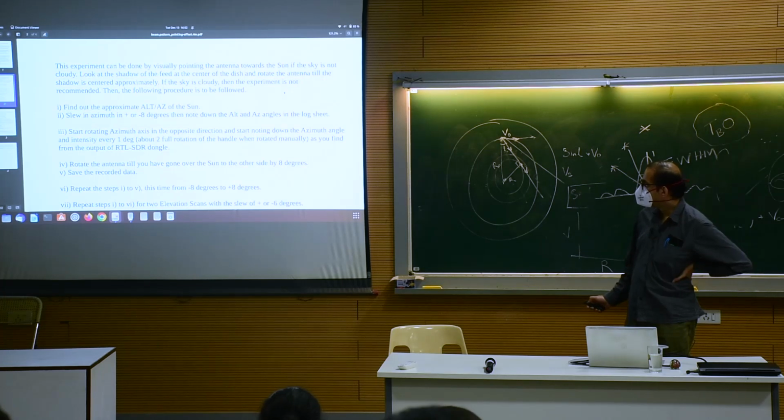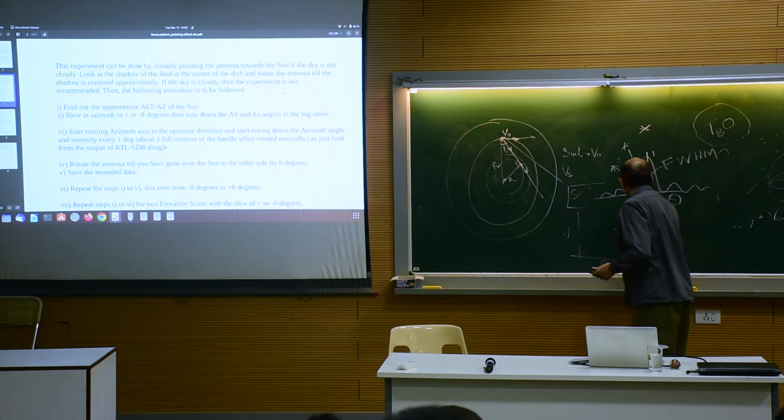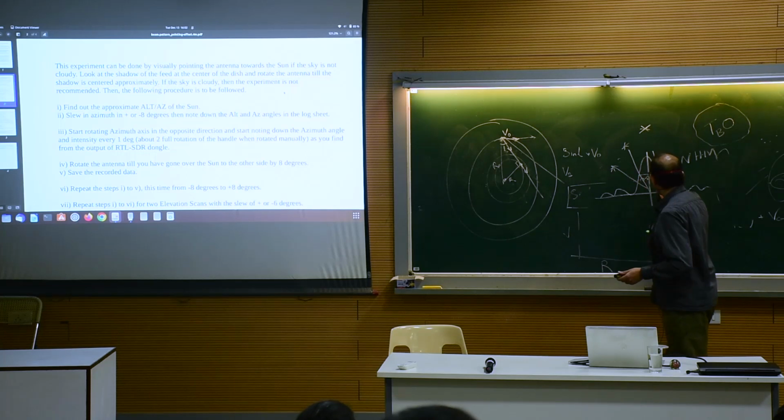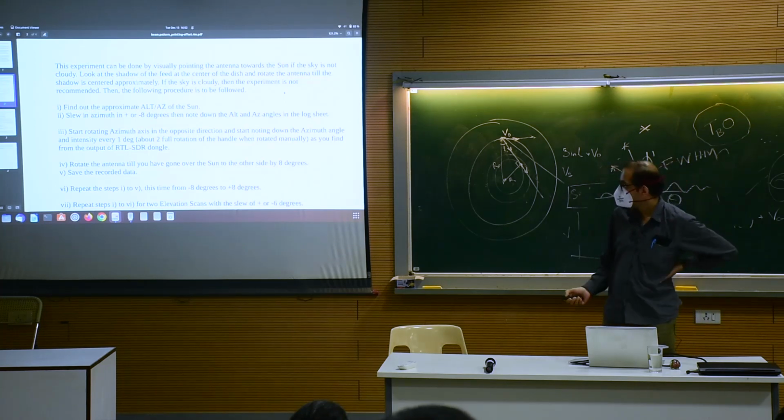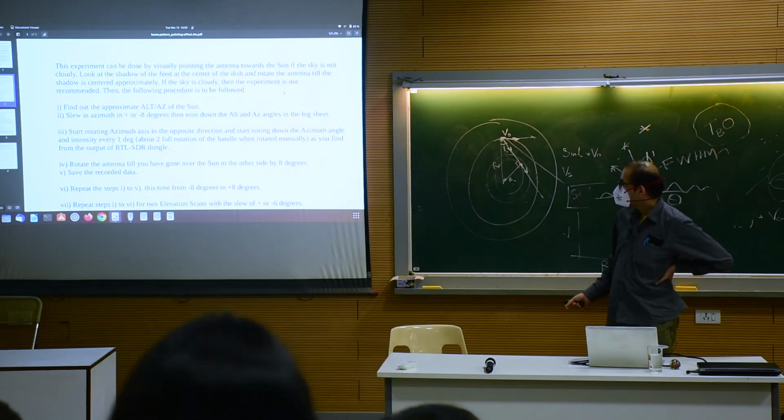Then you start rotating the azimuth axis in the opposite direction and start noting down the azimuth angle and intensity, maybe every 1 degree. So at every grid point you note the intensity, you note it here, then here, then here. So at different fixed offsets, you will write down the intensity and the angular offset. And these are being used.